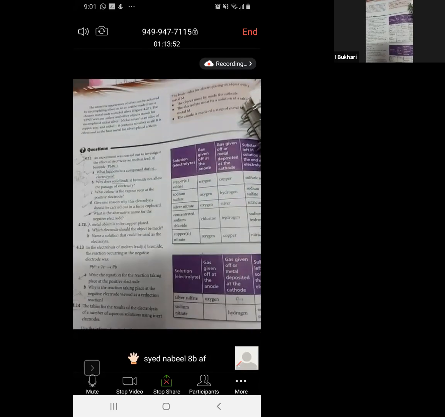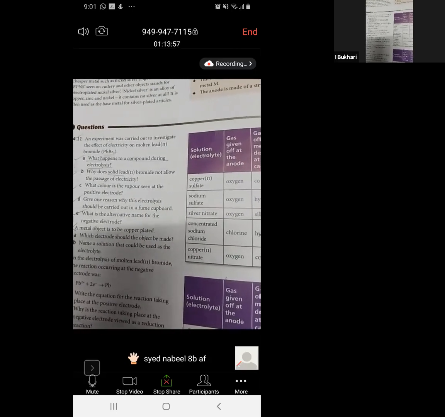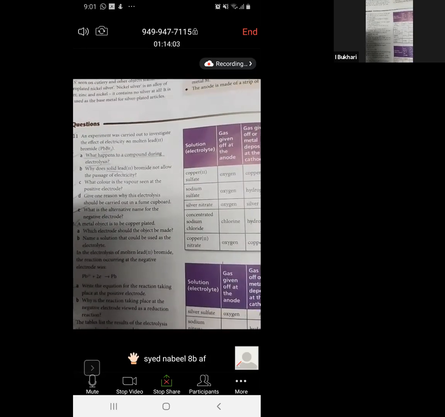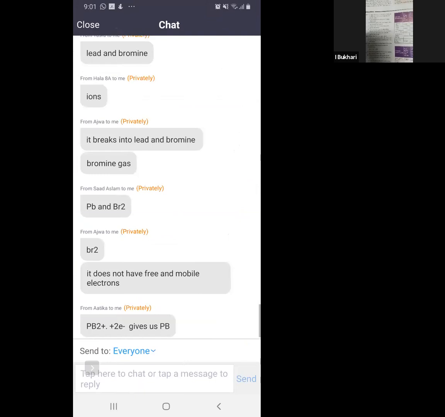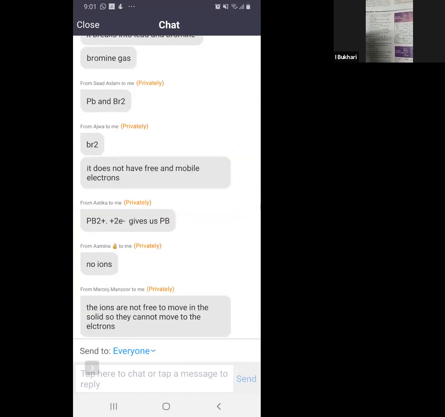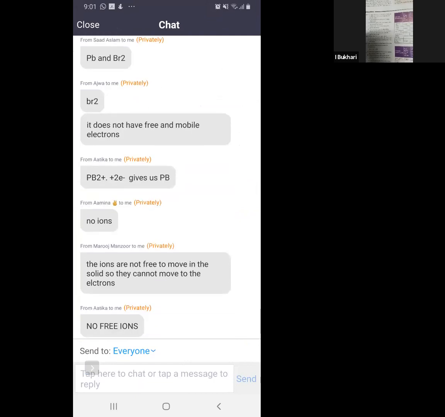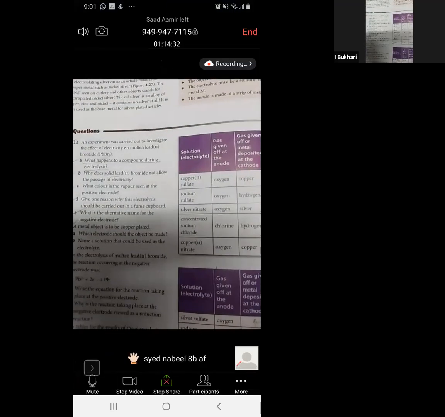Let's move on. Next question. Why does solid lead bromide not allow the passage of electricity? Easy. It does not have free and mobile electrons. Good job, Ajwa. Yes, Maruj, the ions are not free to move in the solid. Yes, no free ions. Mobile and charged particles, remember, for conduction.